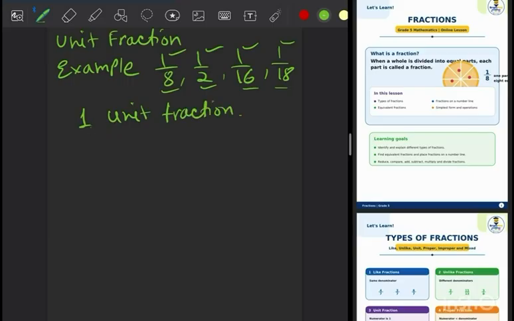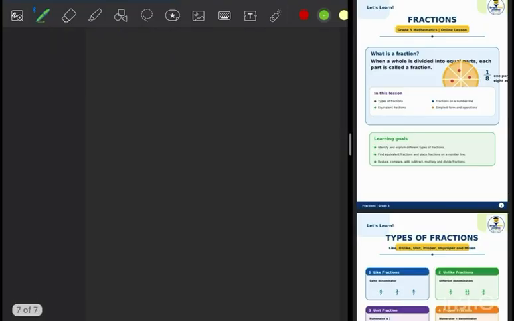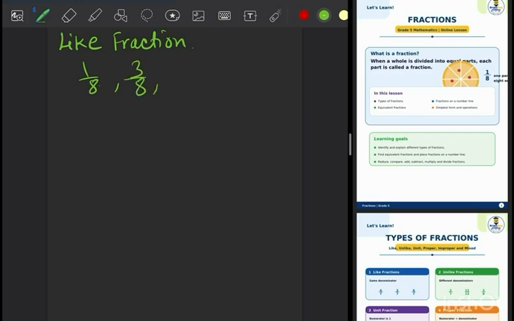Now let's learn about like and unlike fractions. It's a very easy topic. First, like fractions. Fractions which have the same denominator are called like fractions. For example, I will take 1 by 8, 3 by 8, 2 by 8, 6 by 8. This is the example.